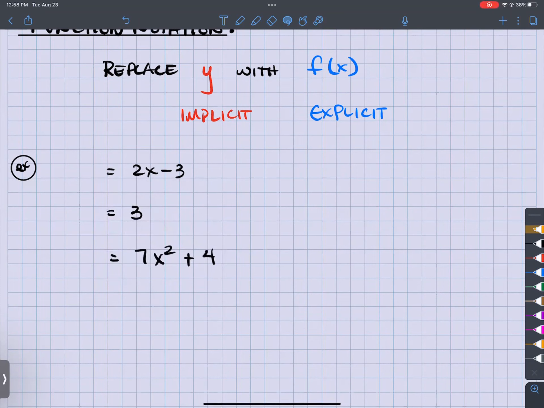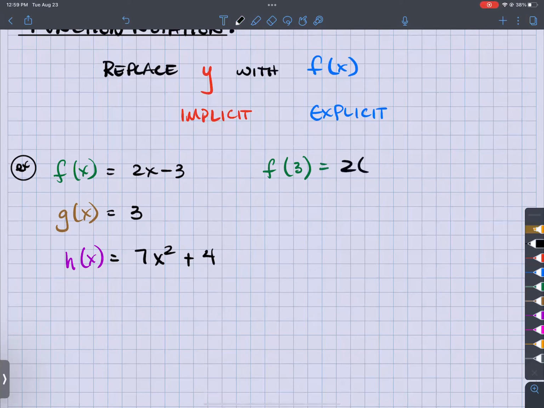So they decided to replace the y's with things like f of x and g of x and h of x, right? So different letters determine different things. So this way I can say, hey, I want you to find f of 3. If I say f of 3, you know which function I'm actually talking about. So in this case, I know that this is going to equal 2 times 3 minus 3. So f of 3 will equal 3, right?